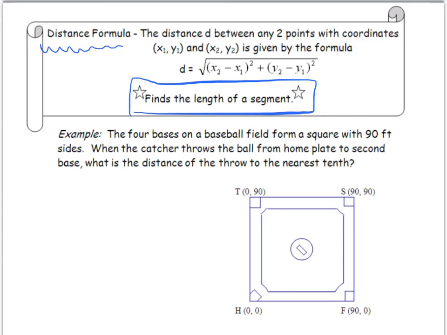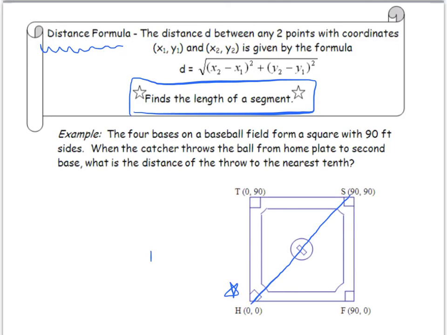Okay? So the one example that we're going to do deals with this baseball field. It says the 4 bases on a baseball field form a square, 90-foot sides, so from each base to the next is going to be 90 feet. The catcher throws the ball from home plate to second base. So we're here, and we're throwing all the way to second base. They want to know what's the distance of the throw to the nearest tenth.